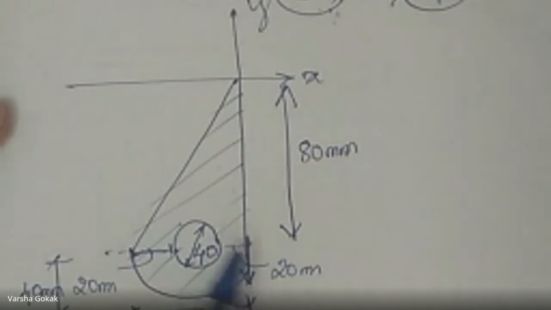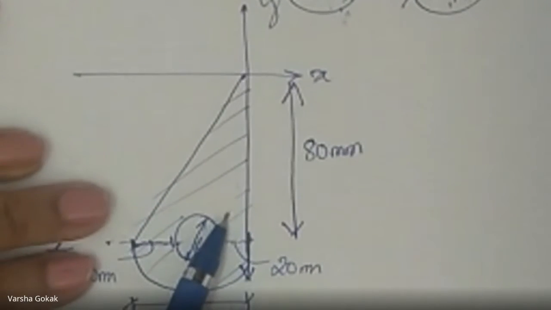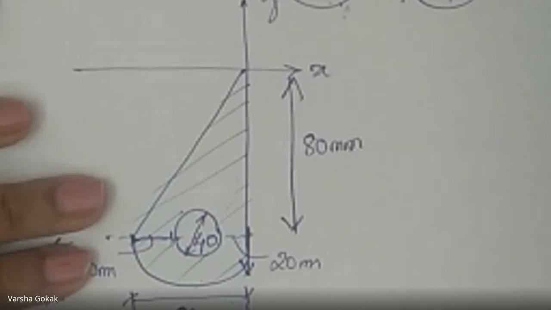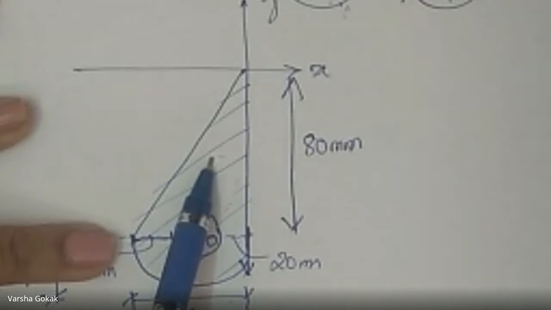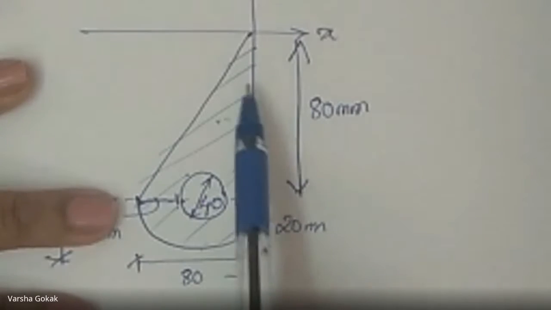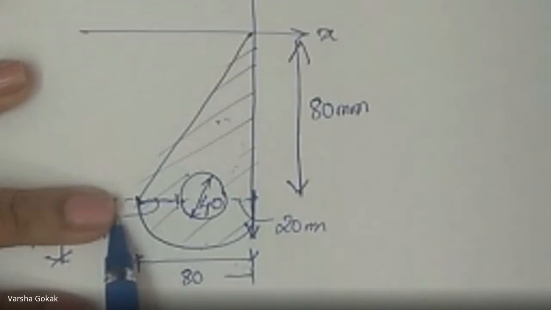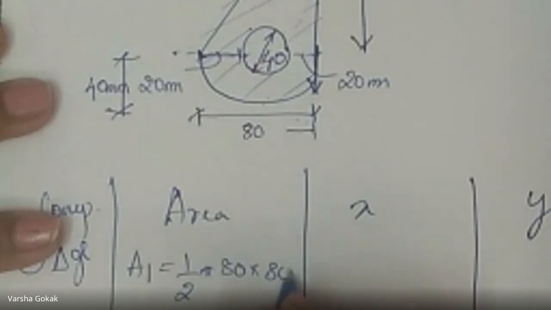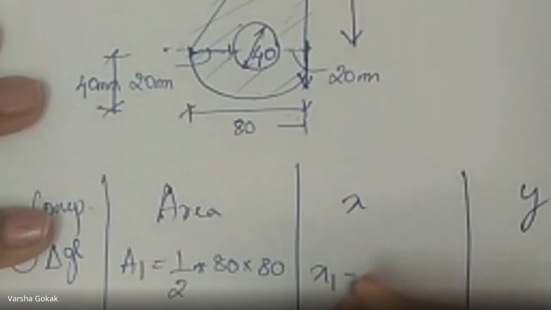So now look into the triangle and tell me the area of the triangle, please. Give me in the substituted format. Don't give me the answer. Tell me the area of the triangle. Half into 80 into 80. Correct. Half base into height. Half into 80 is the height. Base is also 80. So A1, when I write, it is half into 80 into 80. Half base into height. X1, I need to write.